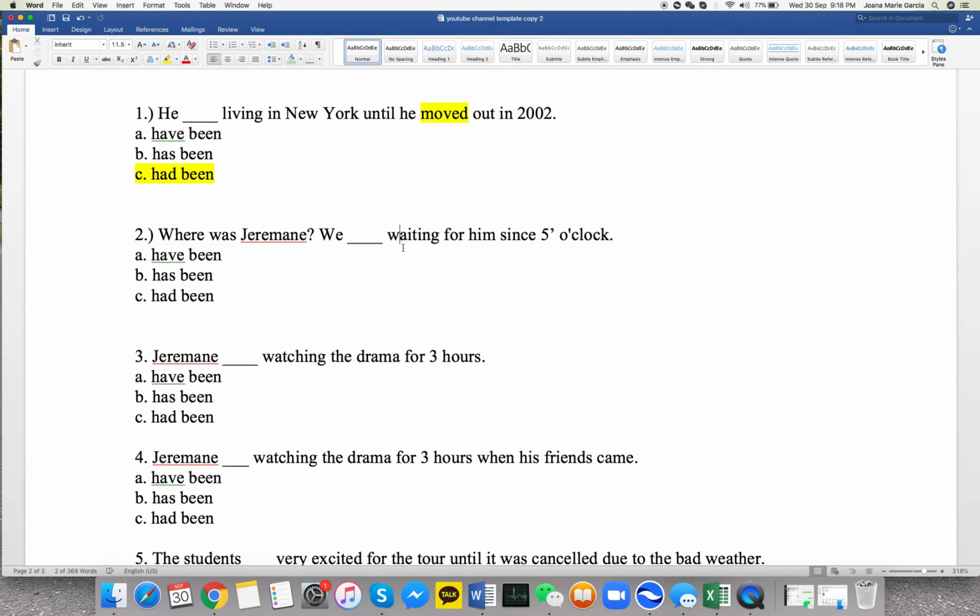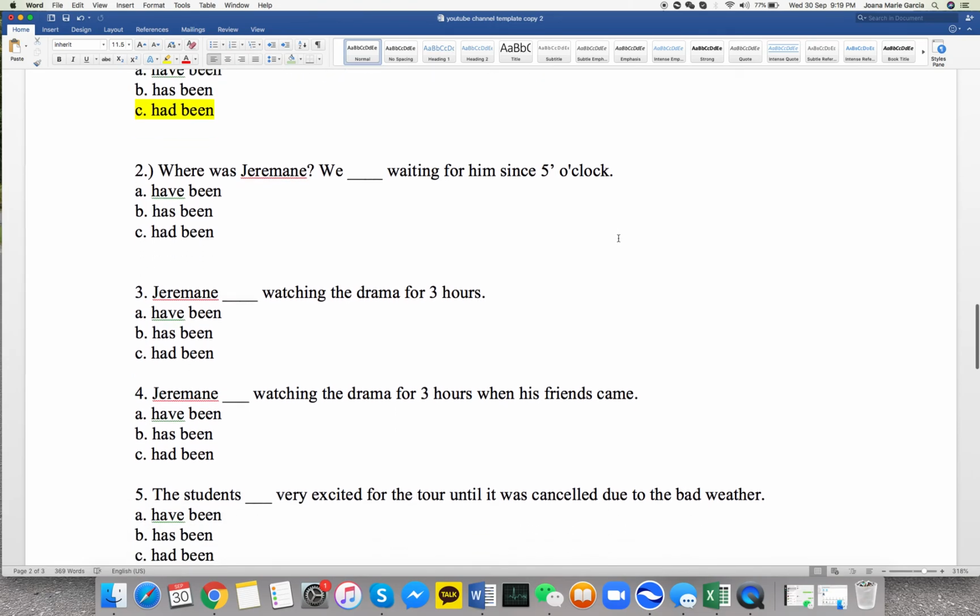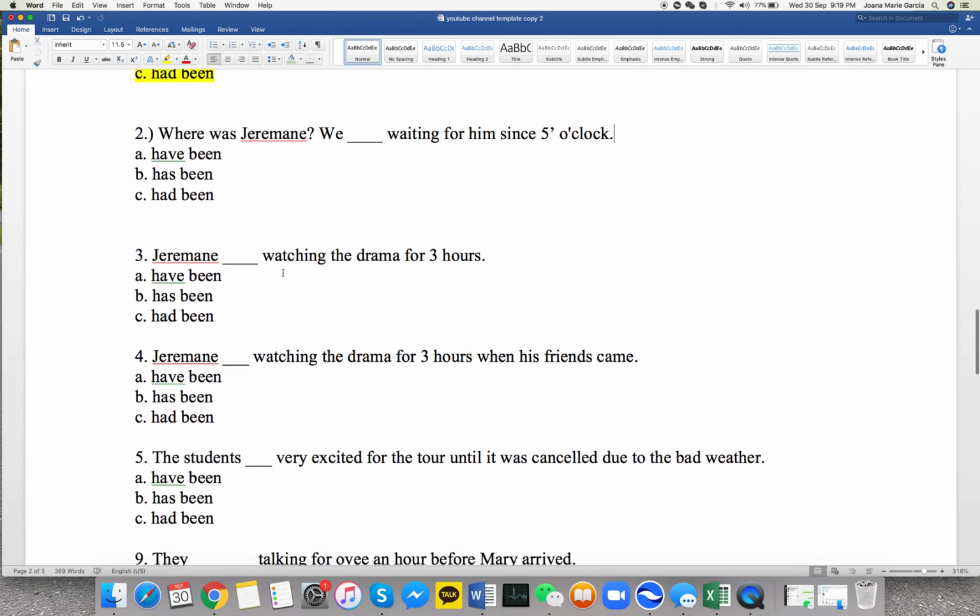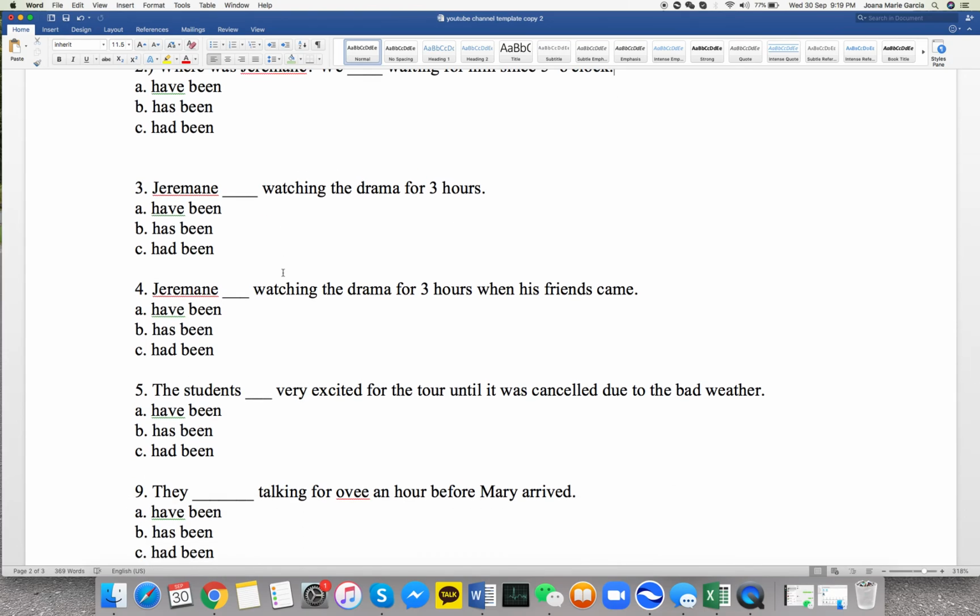So we blank waiting for him since 5 o'clock, okay? And until that time, they were still waiting for Jermaine. Not anymore, not in the present, okay? So what is the answer for that? Think about it. And then Jermaine blank watching the drama for 3 hours. There's only one action. And Jermaine blank watching the drama for 3 hours when his friends came. There are two actions. There's no since as well. So think about the answer.